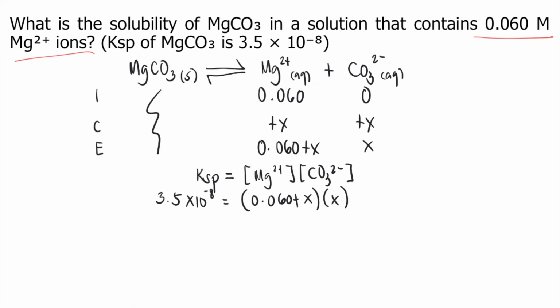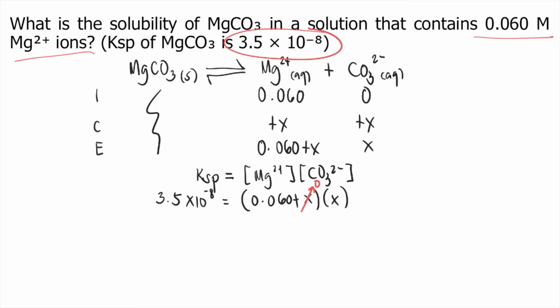Now, we are taught the approximation method to solve this problem easily. How does the approximation method work? As you can see, the given Ksp, 3.5 times 10 to the negative 8, is a very small number. That means the X that we are going to solve is also a very small number. So we can let this X be equal to 0, or in other words, it's negligible.